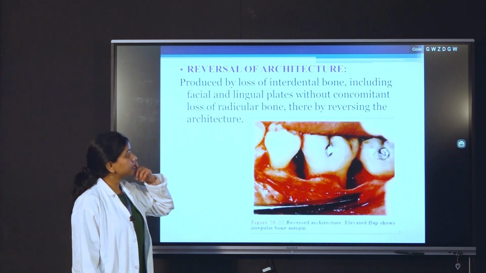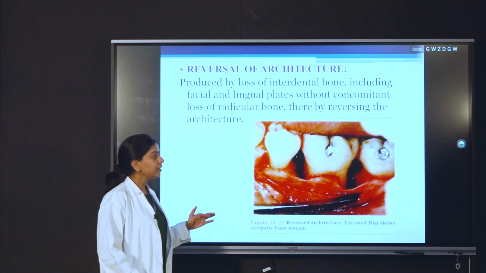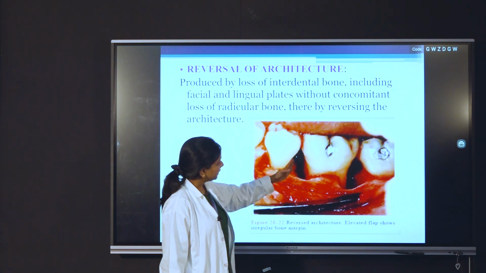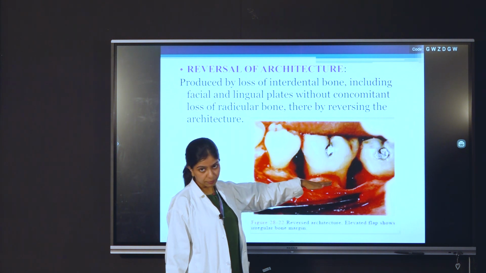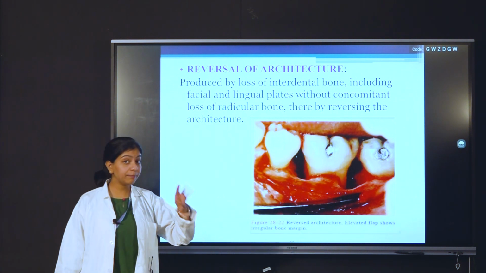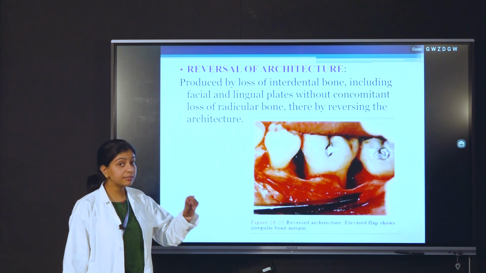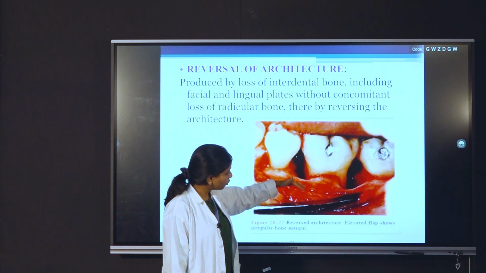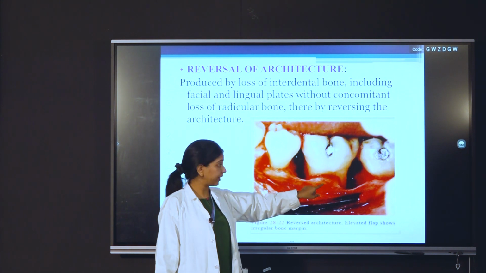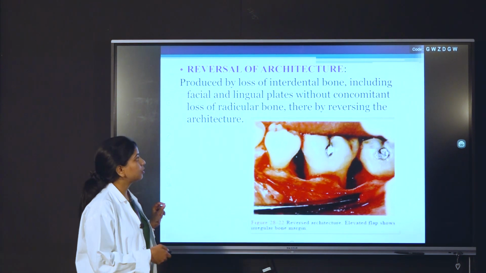Next, talking about reversal of architecture. Generally the architecture is such that the interdental bone is at a higher level compared to the radicular bone. But what happens during periodontal disease is sometimes there might be reversal of architecture. That is, the interdental bone is at a lower level compared to the radicular bone. That is known as reversal of architecture.